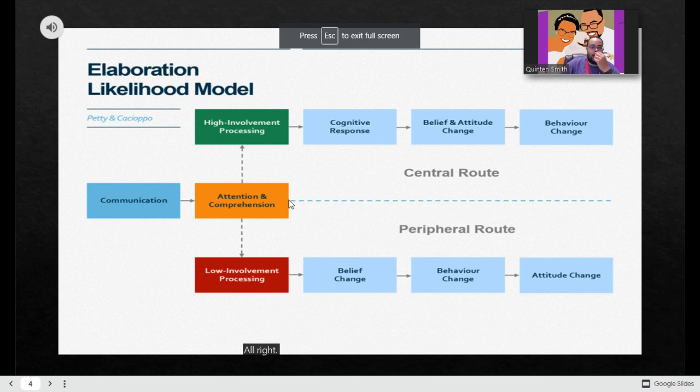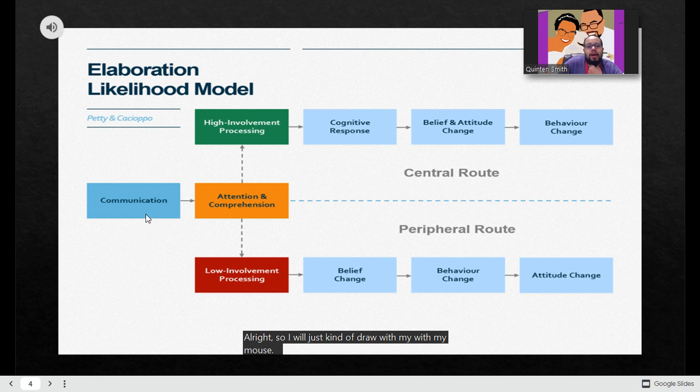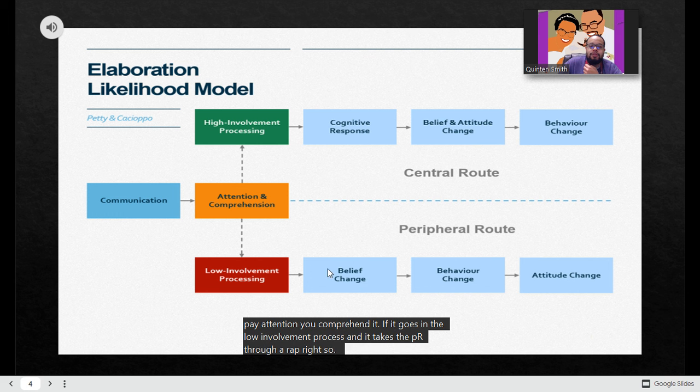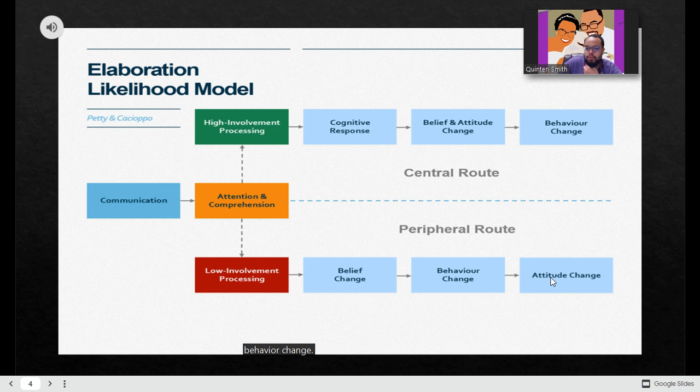All right. So I will just kind of draw with my mouse. The communication comes to you, you pay attention, you comprehend it. If it goes in the low involvement processing, it takes the peripheral route, right? So it leads to your belief change, your behavior change, and then your attitude will change, right?